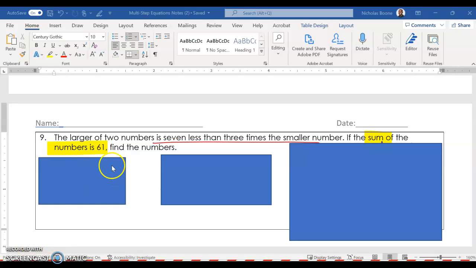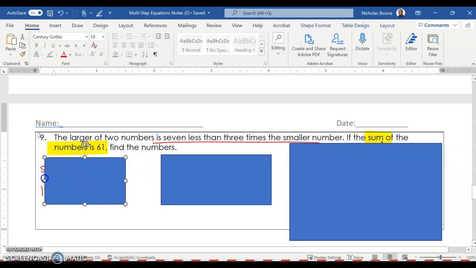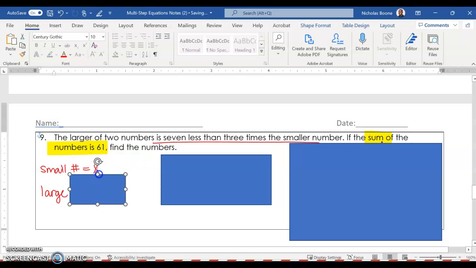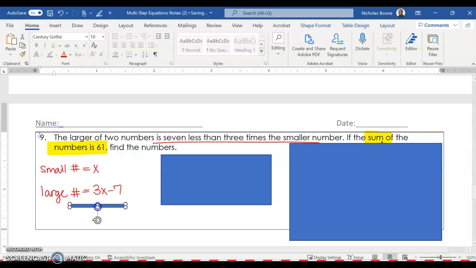So first thing here is we've got two numbers. We've got a small number and we've got a large number. So I like to break it down like this. I go ahead and write out what I'm looking for. I've got a small number and a large number. Okay. Then they told us that the larger number is 7 less than 3 times the smaller number. But did they say anything about the smaller number? No. So here's the thing. When we don't know what it is, we use an X to represent it.